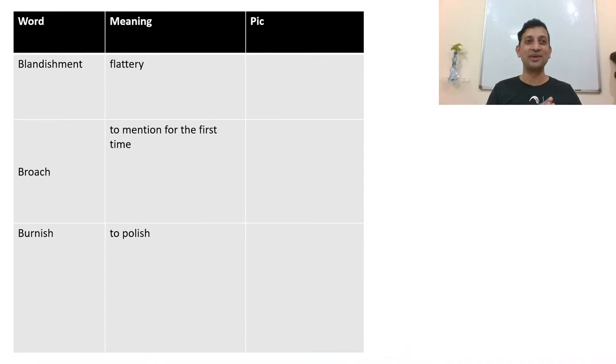Right, next set of three. Blandishment means flattery. So when you try blandishments with someone, you are trying to flatter someone and get them to do what you want them to do. Broach: when you broach a topic, you are bringing up a topic for the first time. Let's say you got a very weird kind of tattoo and you have to tell your father, but you are very scared to tell him. How do you broach the topic with him? Burnish is to polish and make something shine.